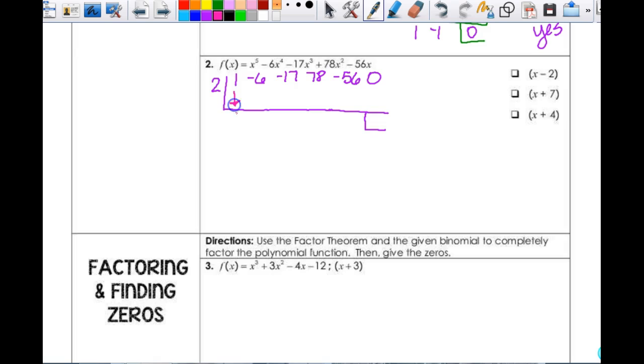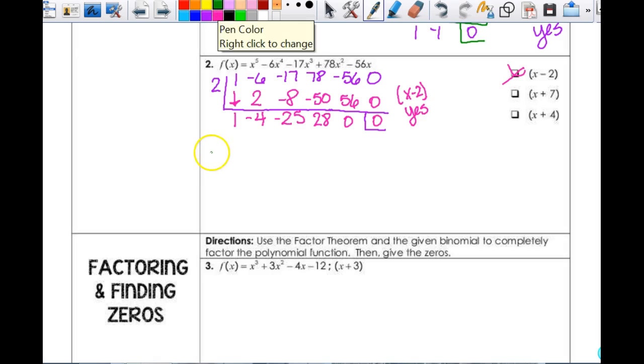Bring down my 1, not my 2. That makes that 2. Negative 4, negative 8, negative 25, 50, 28, 56, 0, 0, 0. So for x minus 2, is it yes or no? Yes. Okay, so that's good. I got a yes, which means I can reduce what I divide the next one into.